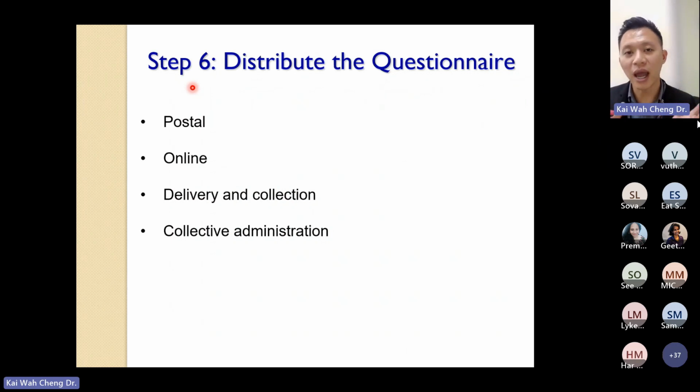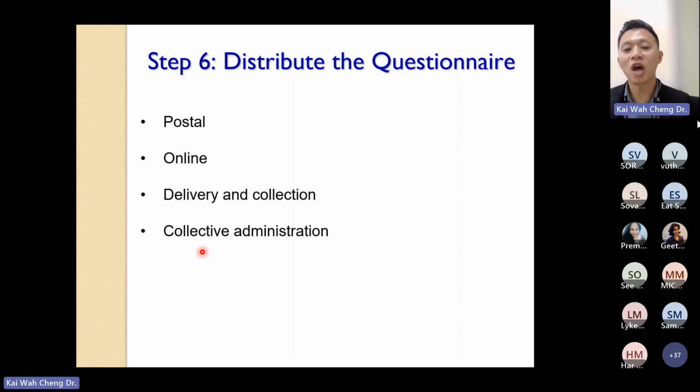So after we finish the pre-test, we will proceed to the actual data collection. Now we will distribute the questionnaire according to the sample size that we identified in the earlier stage. Actually we have many ways to distribute the questionnaire. For example, we can distribute it through postage, an online platform, or you deliver to the respondent, and maybe after 2 weeks or 3 weeks, you go back to the particular research location again and collect the completed questionnaire from your respondent.